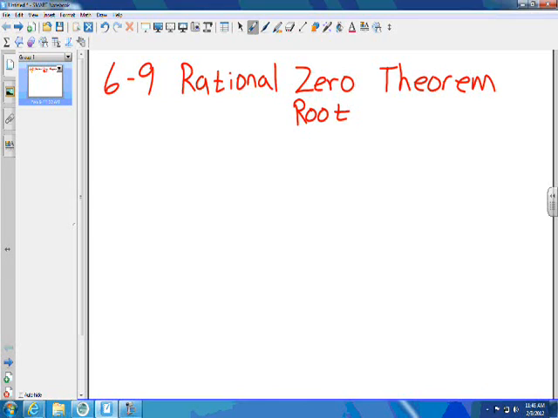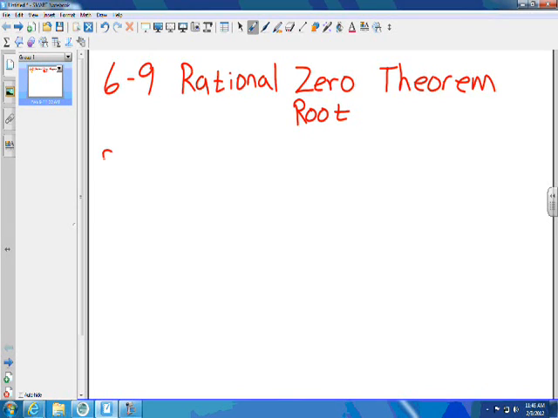So this is the most important part of the chapter. This is what we did all the other sections to lead us up to this. And since we have done all those sections, this really isn't that difficult. It's nothing really new at all. So we're looking again for all the places where a polynomial crosses the x-axis.